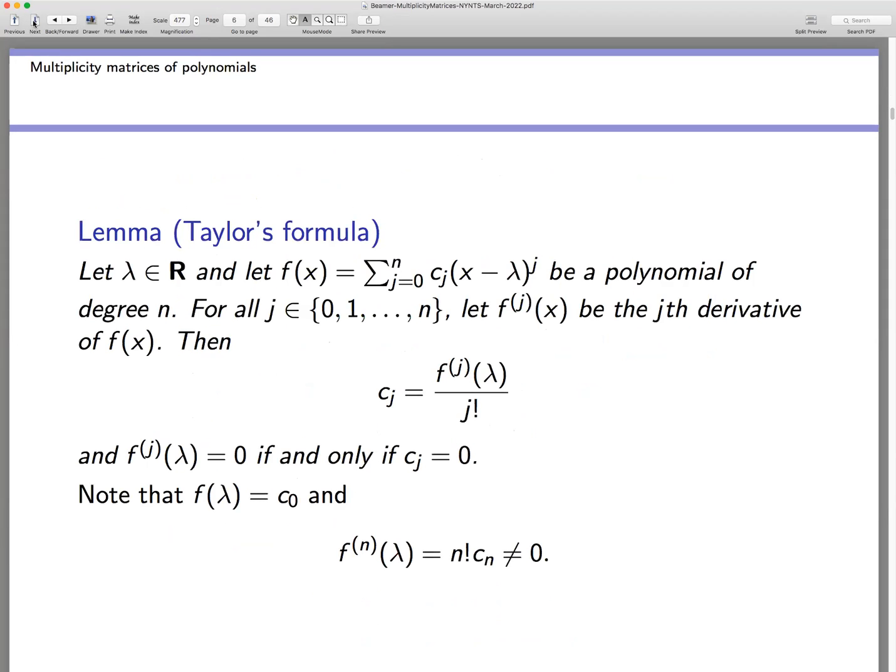Let's see. Okay, so let's just recall Taylor's formula, which says if you take your polynomial and you expand it in powers of x minus lambda, the Taylor coefficients are essentially the derivatives evaluated at lambda, up to some positive factor. And in particular, the nth derivative of a polynomial of degree n is just n factorial times the leading coefficient, so it's never 0. Okay.